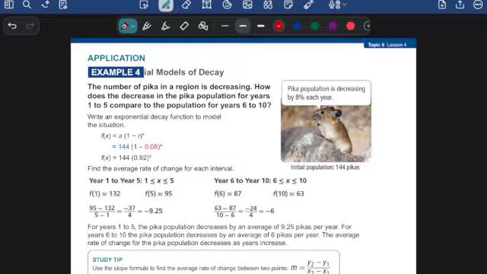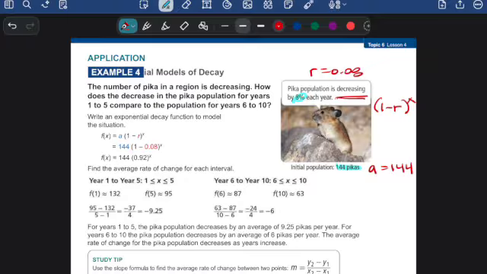The interval from 1 to 5, where our input is from 1 to 5, and then the interval where our input is from 6 to 10. Okay, let's see what the graphic tells us. The initial population is 144. It's decreasing by 8% each year. So we know r is 0.08, and we know a is 144. It's decreasing, so we know we're going to be doing 1 minus r to the x. It's going to be a decay factor.